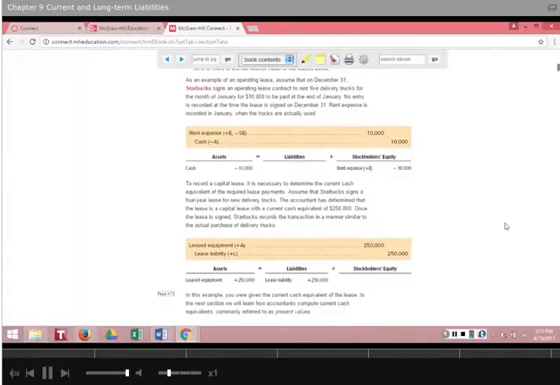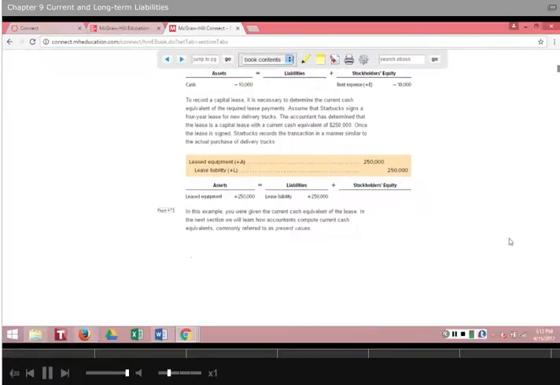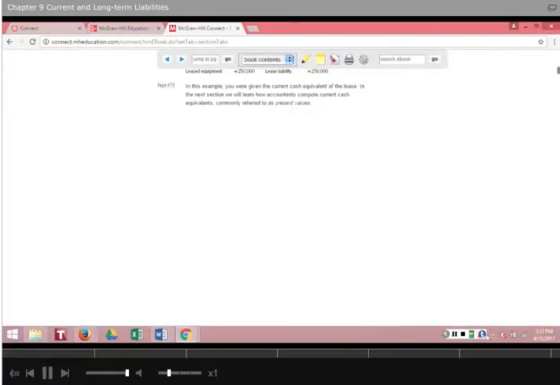If we have a capital lease, here they tell us the accountant has determined that the lease is a capital lease with a current cash equivalent value. This means the interest has been removed, so we've discounted the payments down to their present value of $250,000 at the time that the lease is signed. We would therefore put an asset on the books, leased equipment, and we would put a liability, lease liability, on at $250,000, making both assets and liabilities go up by the present value of the lease payments. So now we're going to take a look at how we come up with the present value of those leased assets.